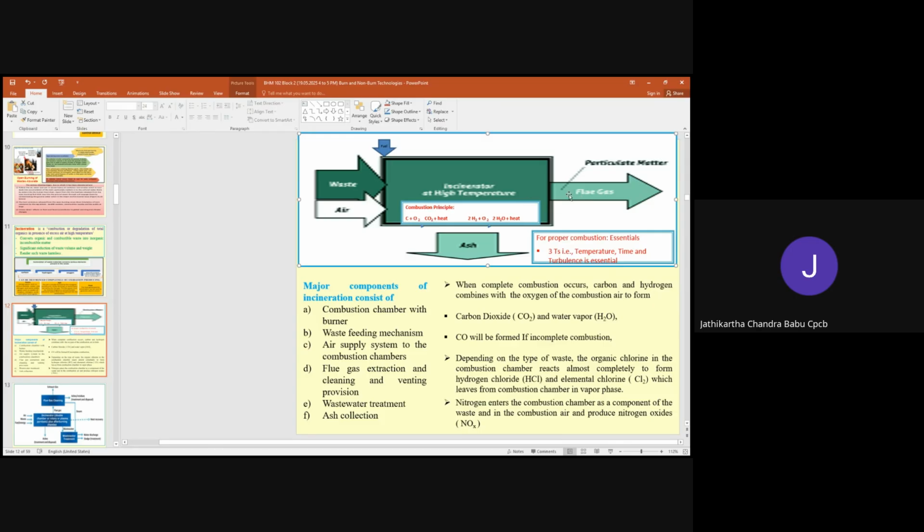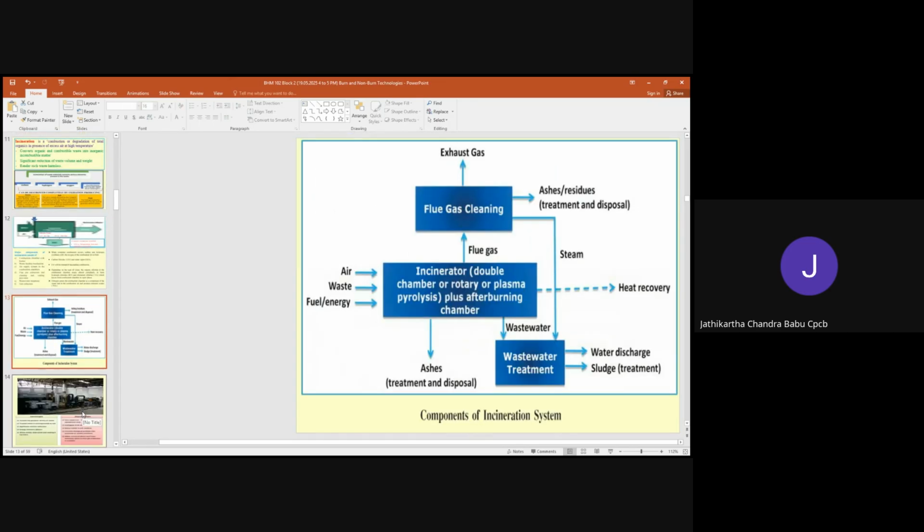Then the CO2 and other gases that are generated will go through. We call it flue gas, apart from the toxic gas. Various gases will be generated in the process of combustion: hydrochloric acid, chlorine dioxide, and nitrogen dioxide also will be generated. Apart from this, if the APCD is not proper, then you are going to generate highly toxic gases called dioxins and furans.